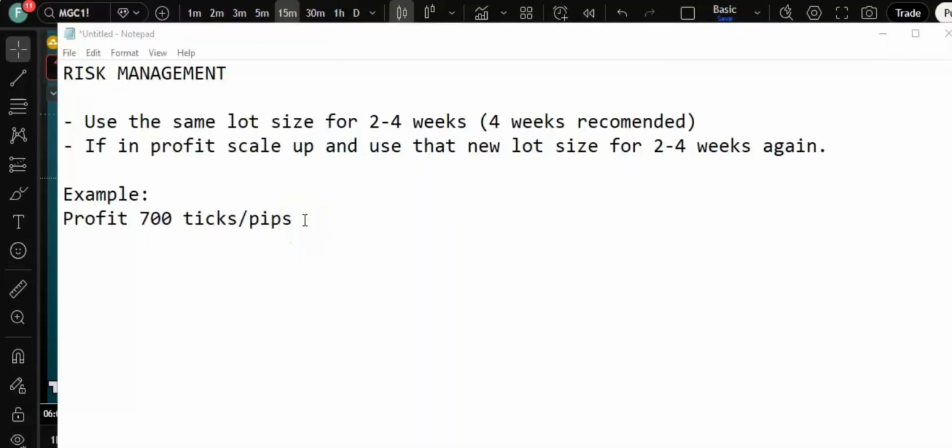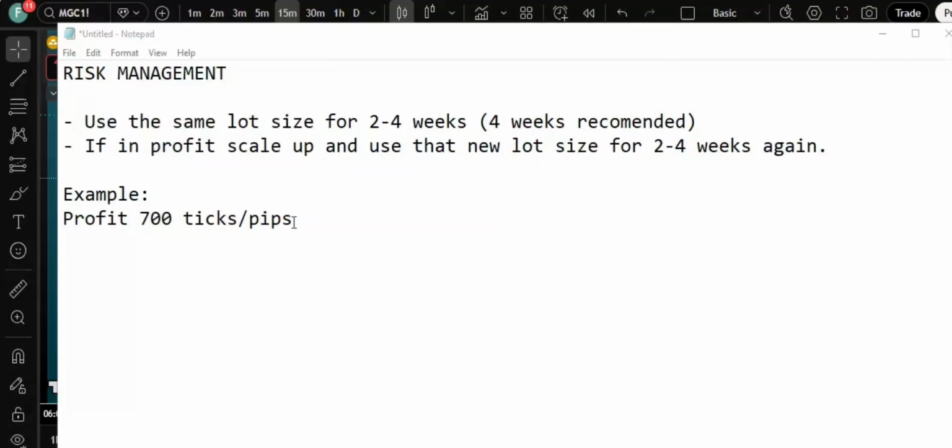I want to give you a quick rundown on risk management and how it works on this strategy, because this is how it should be used. It is best to use the same lot size on every trade, regardless of your stop loss size. The goal is to be in profit by the number of pips or ticks at the end of the month, not RR. So only increase your lot size after 2 or 4 weeks if in profit. 4 weeks is recommended. Then if in profit, you scale up and use that new lot size for 2 to 4 weeks again.